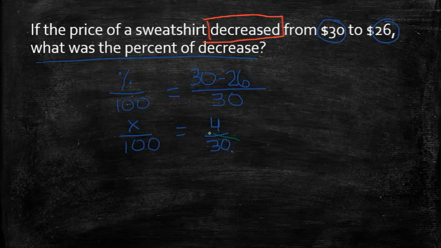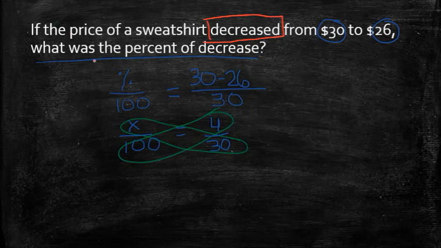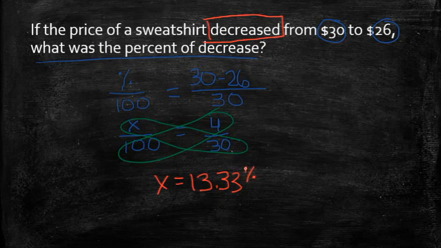All right, so you should have used the butterfly strategy to cross multiply here, just like we've done before. And you should have the answer of x equals 13.33%, because we are going to round to the nearest hundredths like we always do, and it was a repeating 3. So you have that the price of the sweatshirt decreased by 13.33%.